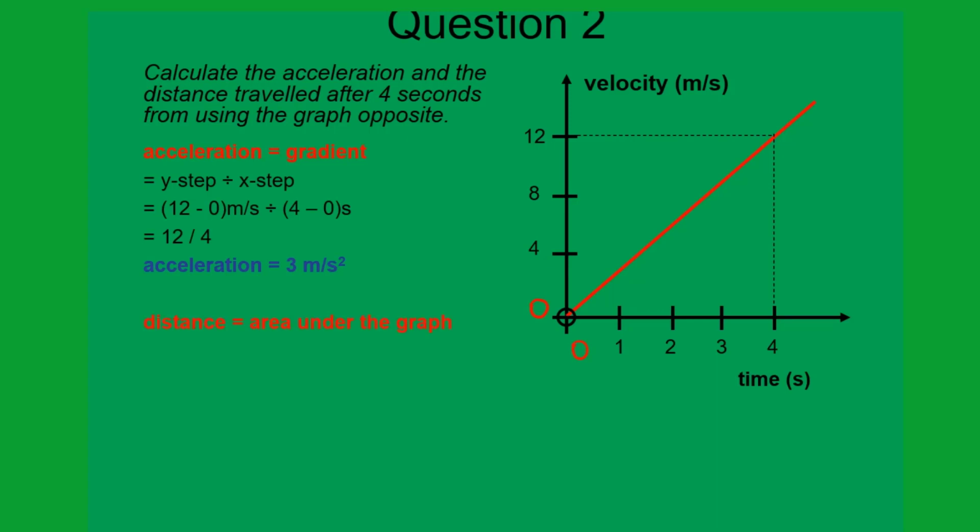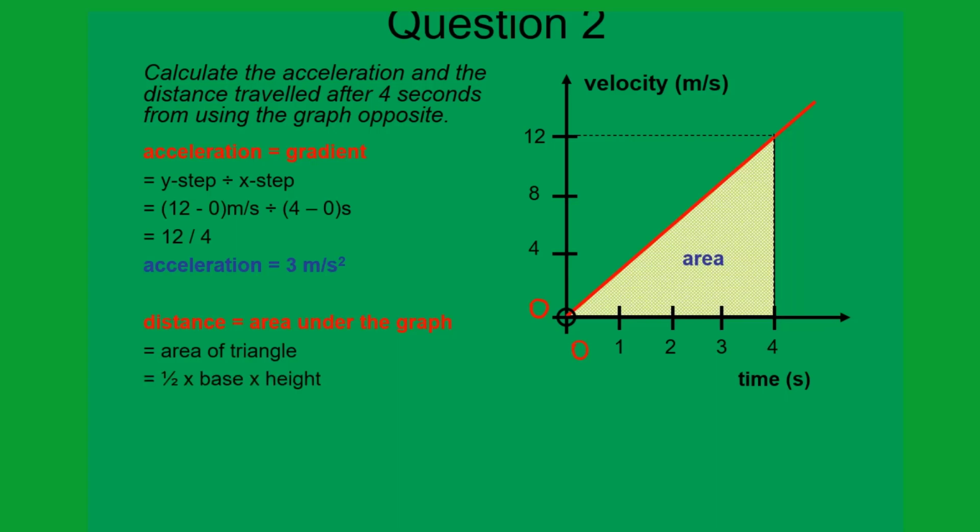Now distance equals the area under the graph. The area of the velocity time graph is a triangle shape. So area of the triangle is half into base into height. Here the base is 4 seconds and the height is 12 meter per second. So distance traveled is 24 meter.